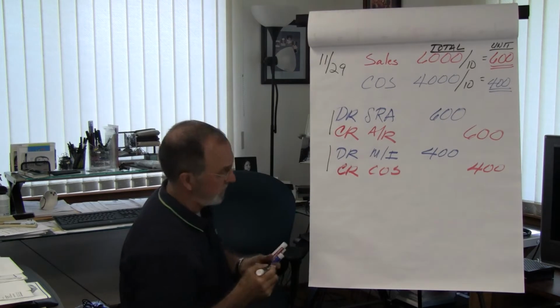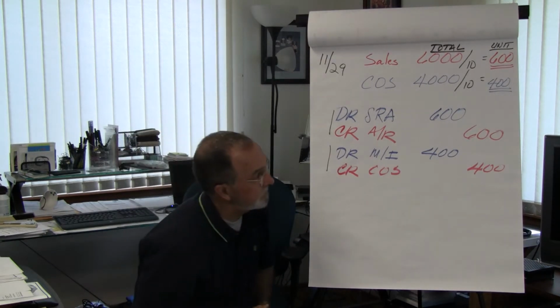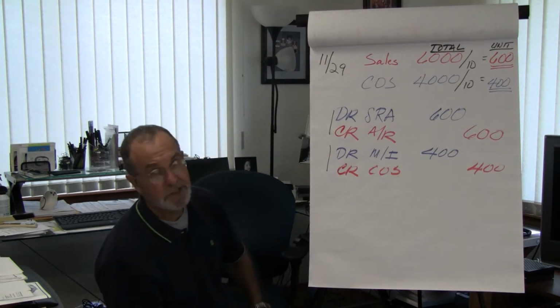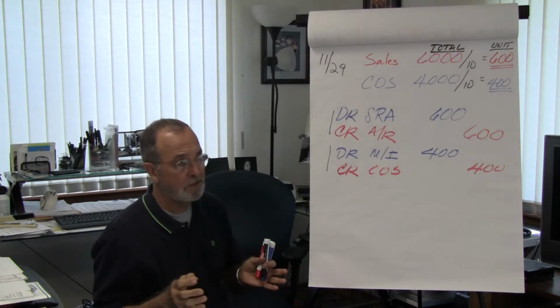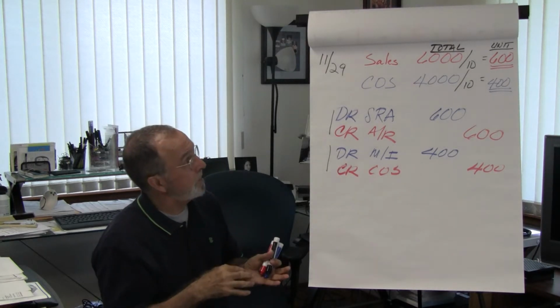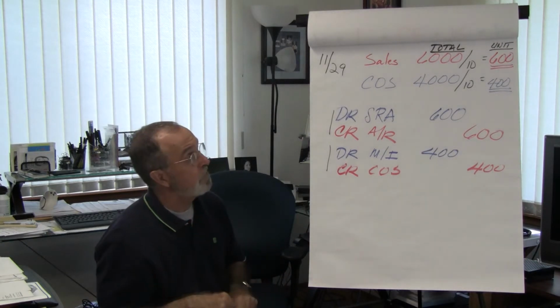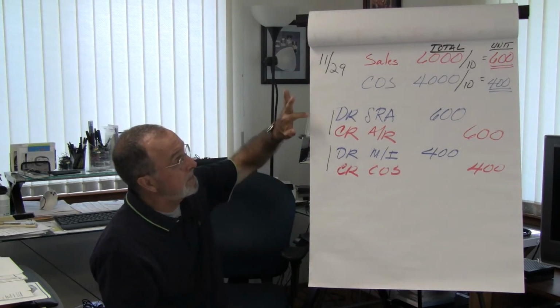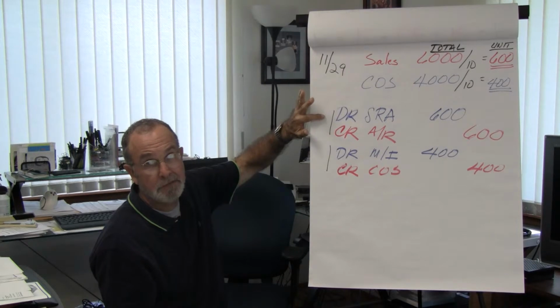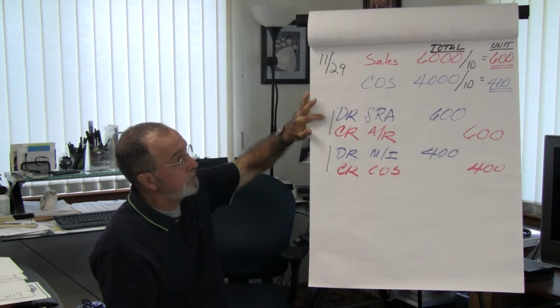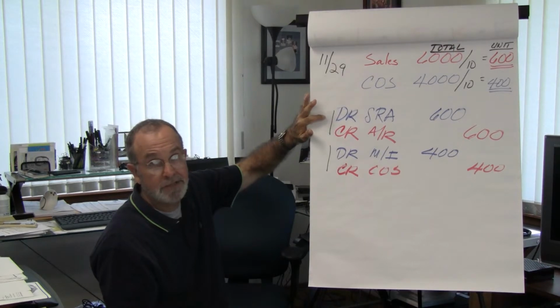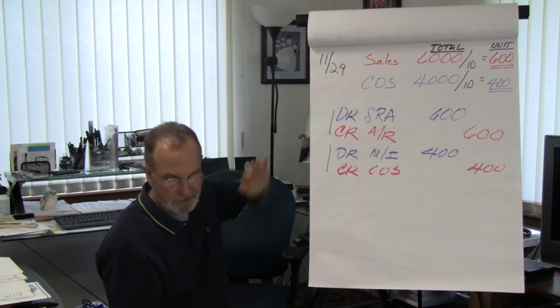So again, another two-part transaction. Basically reversing the transaction from the 28th for one item. But again, instead of decreasing the sales account with a debit, we use this contra revenue account, sales, returns, and allowances, and that's where our debit ends up in this type of transaction.